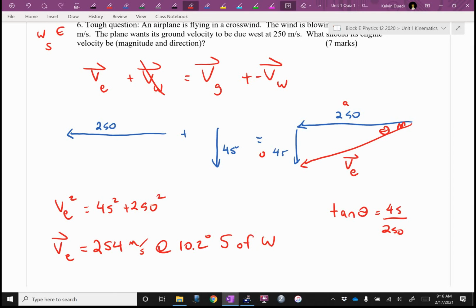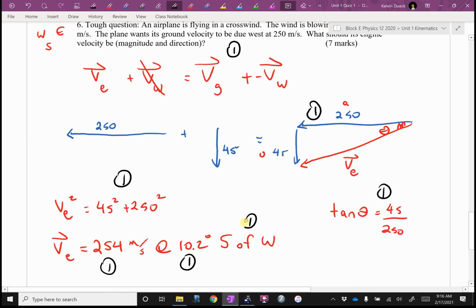If you got that, I would give you 7 marks. In terms of part marks, if you got that wrong, I would probably give you 1 mark for the vector triangle, 1 mark for the Pythagoras, 1 mark for the magnitude, 1 mark for the theta, and 1 mark for the what of what. That question there, I would consider B plus, A minus level.